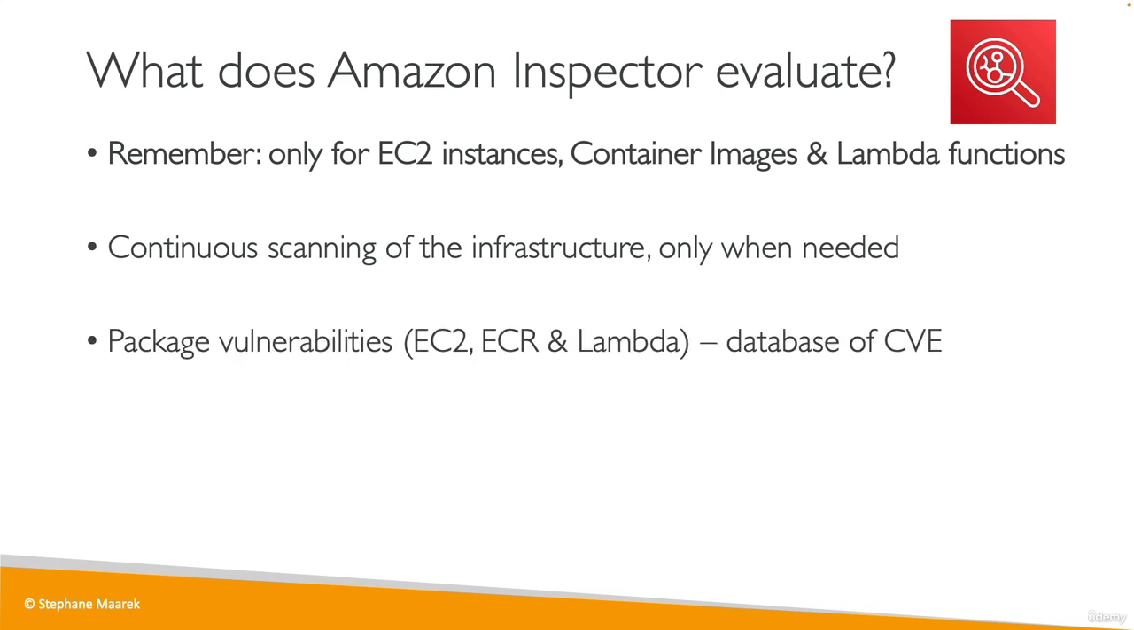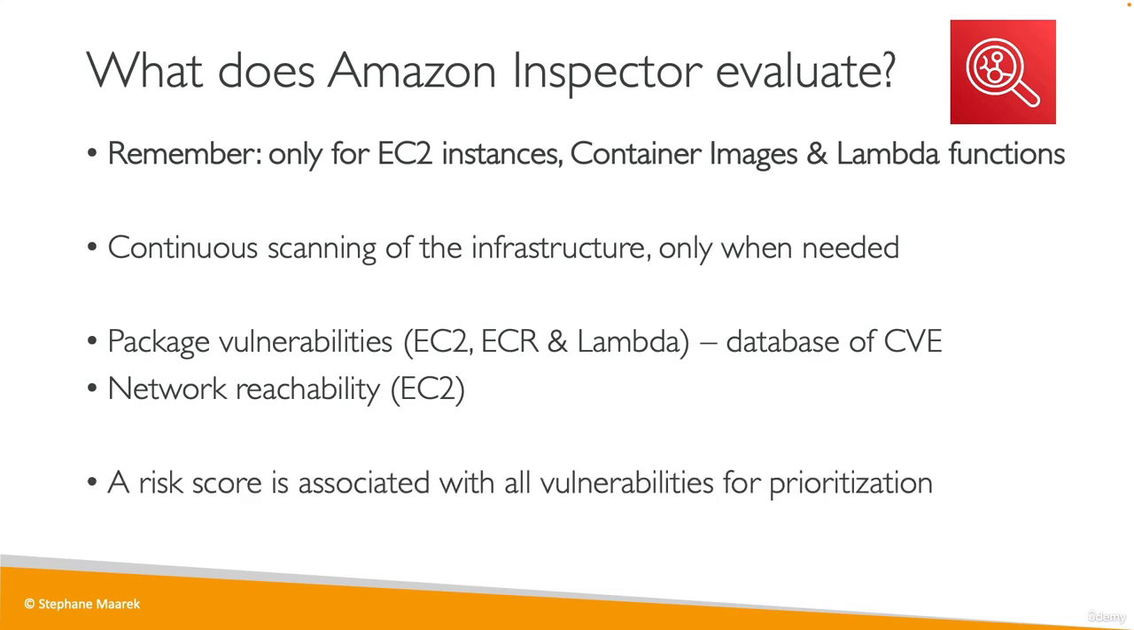So it's going to look at a database of vulnerabilities, so CVE, for package vulnerability for EC2, ECR, and Lambda. And it's going to look at network reachability on Amazon EC2. And in case the database of CVE gets updated, then Amazon Inspector is going to automatically run again to make sure that all your infrastructure is tested one more time. Every time it will run, a risk score is going to be associated with all the vulnerabilities for prioritization.